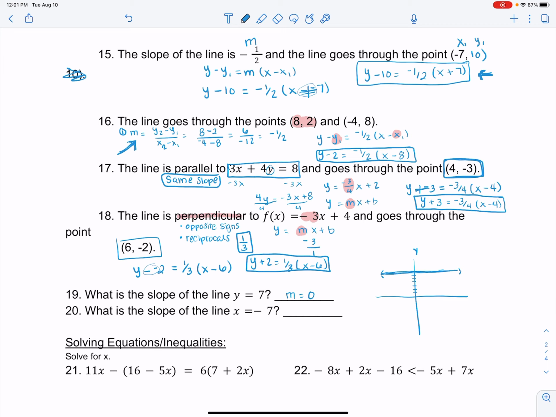Okay? Now, if x equals negative 7, that's this line here, where every x value on the line is negative 7. The slope of a vertical line is undefined. All right?